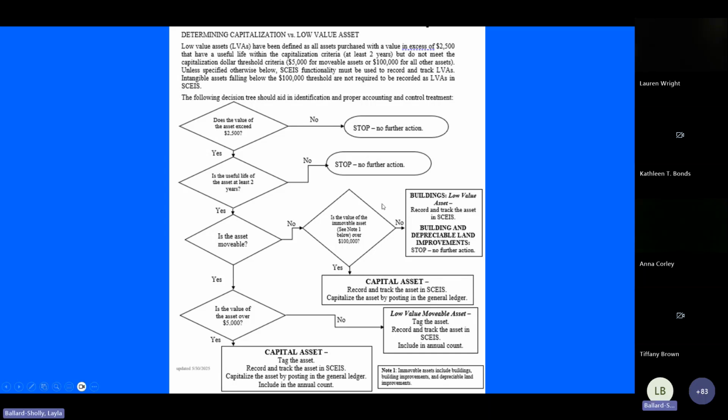And for all of the low value asset stuff, if you still wanted to put it in SKIS as a low value asset for your own internal purposes, you can still do that. It's just the state policy no longer requires you to do it. I want to mention on the flip side of that, with capital assets, if you have something that falls below the threshold, you should not capitalize it. That's not an optional thing. And if I come across anything like that, I may ask you to remove it from SKIS because it should not have been capitalized.